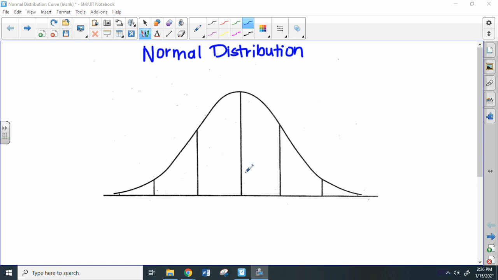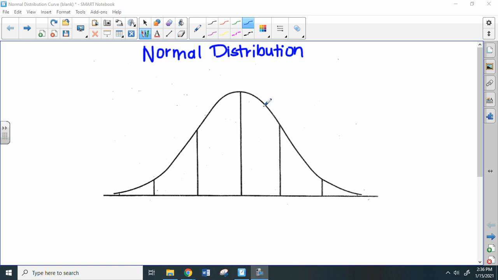And then I will actually show you what kind of questions you'll have to answer about it, and then how to do that with Desmos. Okay, so let's start with normal distribution. A normal distribution curve looks kind of like a bell. If you've ever heard of the bell curve, that's a normal distribution.